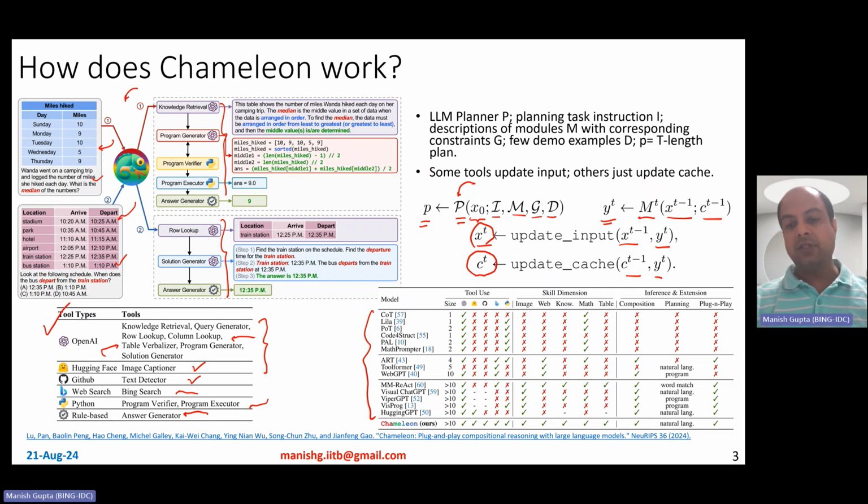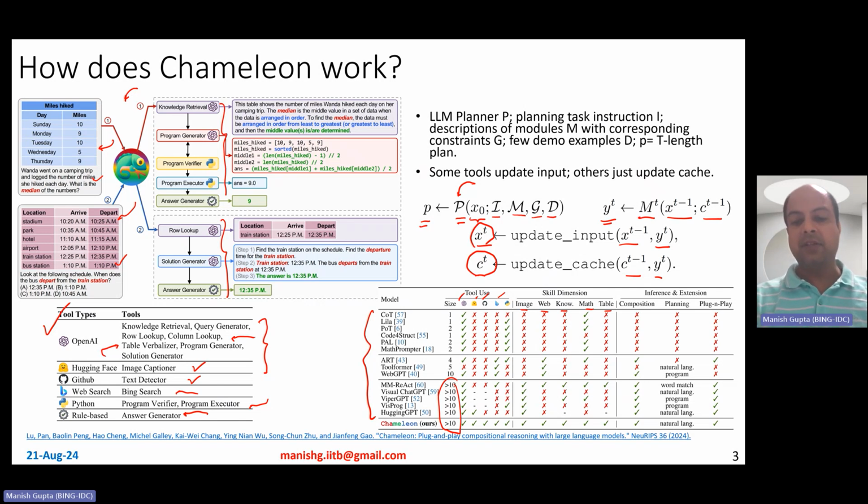They also try to augment the LLMs with more than 10 tools. So these are like toolbox definitions. They use GitHub tools, OpenAI tools, Hugging Face tools, a Bing tool, and so on. So many of them. Some of them have image processing capabilities, web lookup capabilities, knowledge retrieval, mathematical reasoning capabilities, table reasoning capabilities, and so on. Not everything has everything.